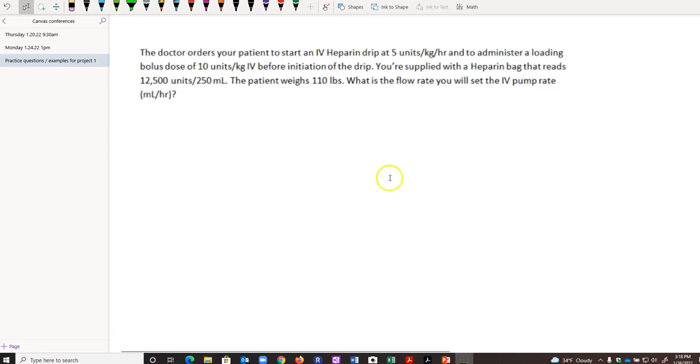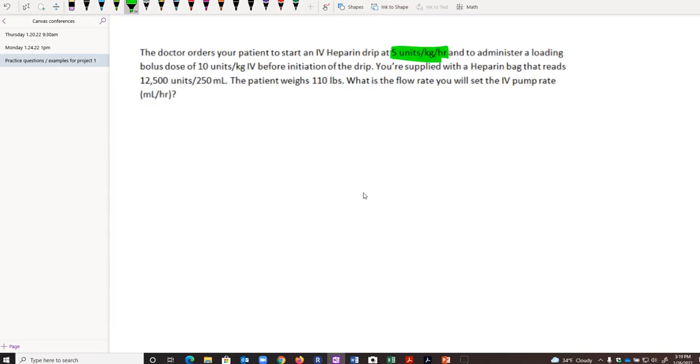Okay, let's take a look at one more question that has sort of a medical or dosing aspect to it. So here again, we're given some information in this question. It says a doctor orders your patient to start an IV heparin drip at 5 units per kilogram per hour, and to administer a loading bolus dose of 10 units per kilogram IV before initiation of the drip.